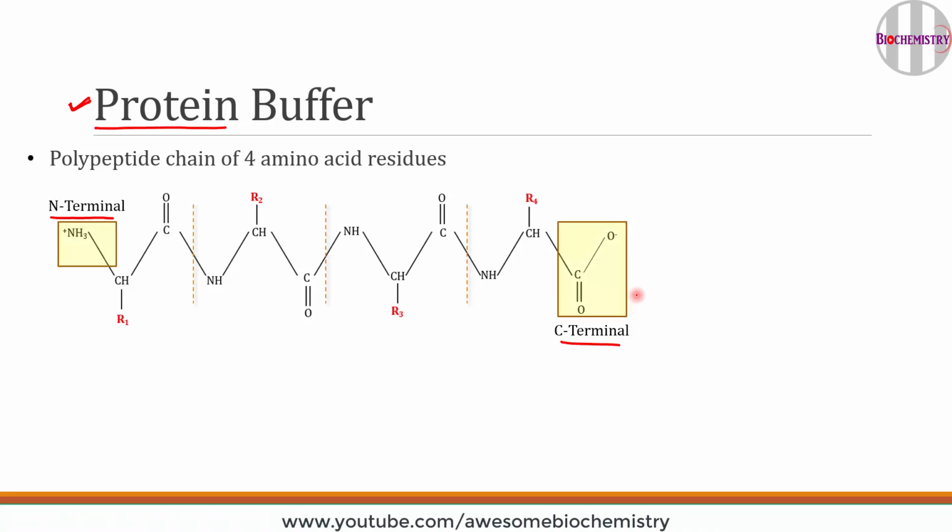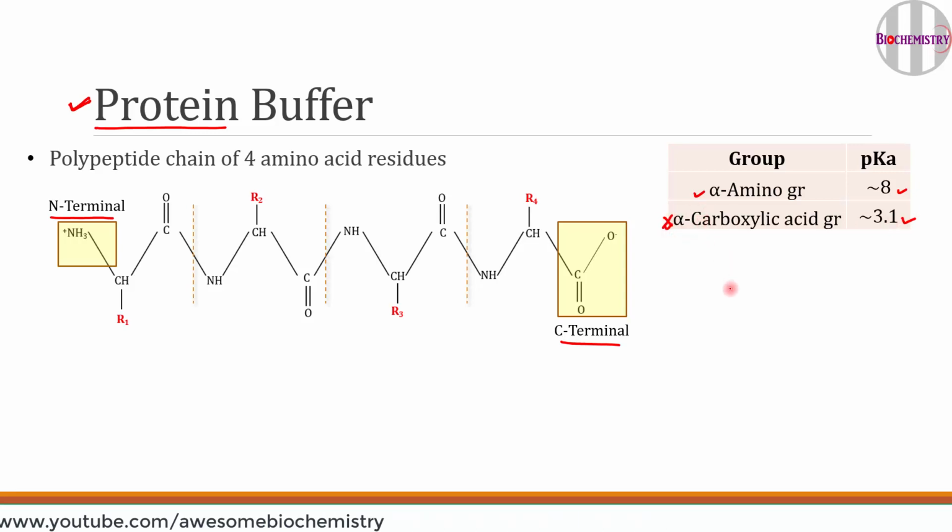So if we examine their pK value, the alpha amino group of the N-terminal has a pK value of 8, which is covering the physiological range, and the alpha carboxylic acid group has a pK value of 3.1, which is outside of the physiological range. So this is not important for the buffering, only this one is important for the buffering, right?